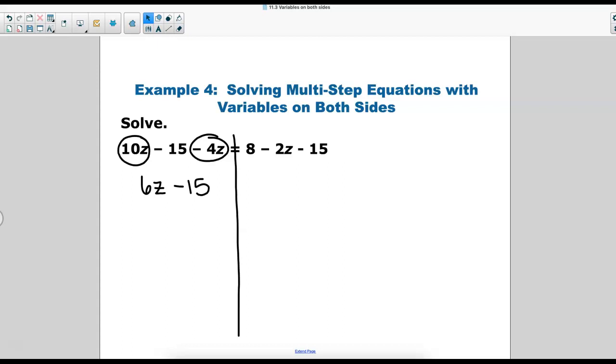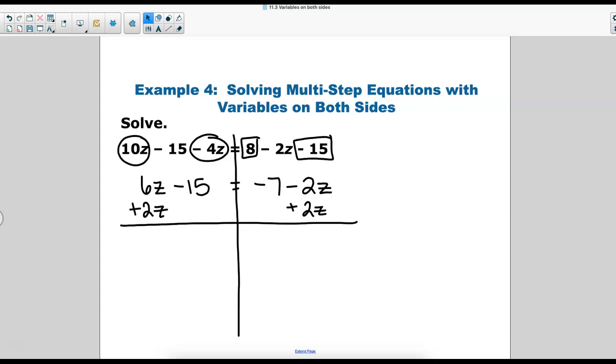Then let's look at the other side. Can I combine anything there? Colton. 8 minus 15 is -7. So -7 minus 2z. Now, which side do we want to get rid of the z? The -2z. I would get rid of the -2z. How do I get rid of a minus 2z? Plus 2z. So we're going to put plus 2z on each side.